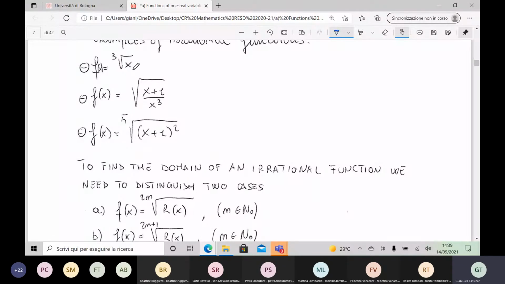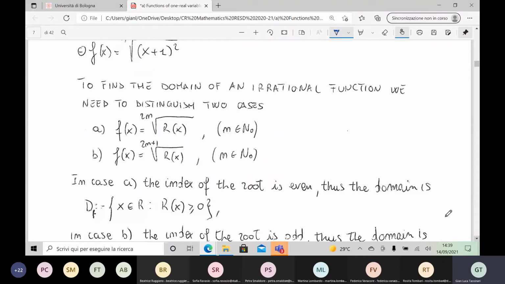So, in fact, as I told you here, we distinguish two cases. f(x) is equal to the root of order 2n of the function R(x), where n belongs to N0. What does N0 mean? It is the set of the natural numbers without the zero. So essentially, it is made up of 1, 2, 3, 4, 5, 6, 7, and so on. These are the natural numbers without the zero. Look, so the meaning: suppose that n is equal to 1.